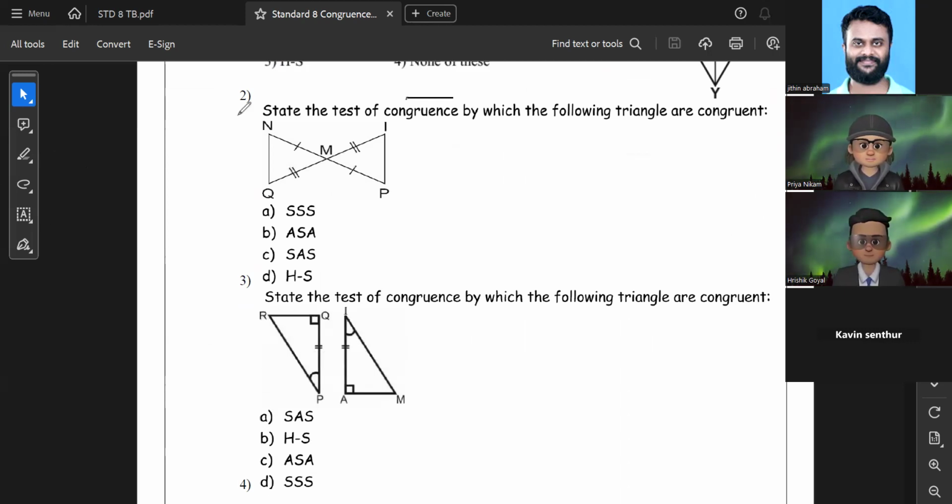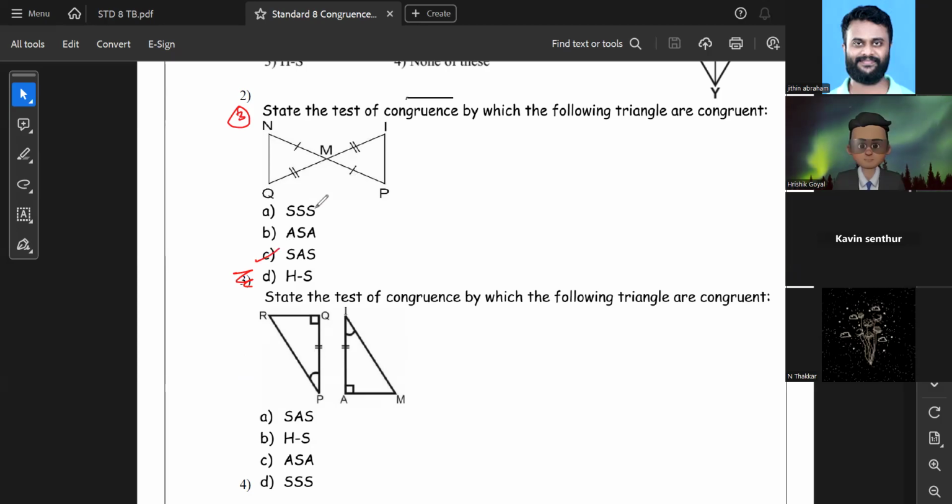Third one. State the test of congruence by which the following triangles are congruent. Any guesses? ASA. SAS. Yes, it should be SAS because the sides are already given. The angle is also given. Sorry, I was looking at the next one. Okay, got it. So in this case, option C is your correct answer.